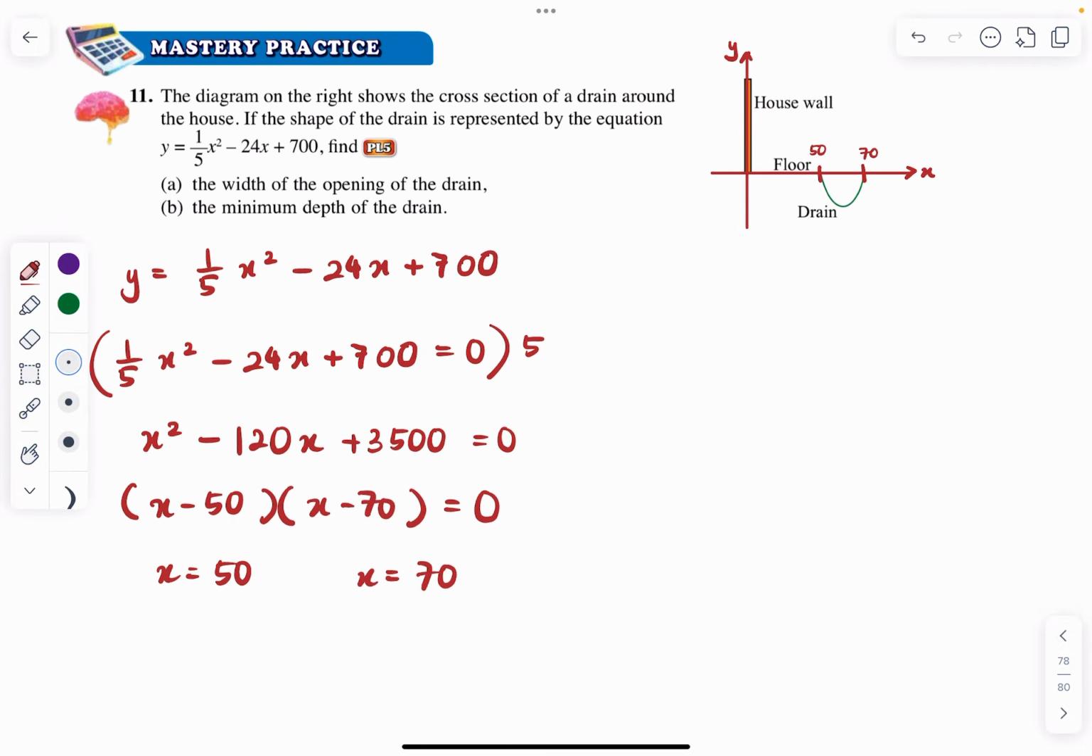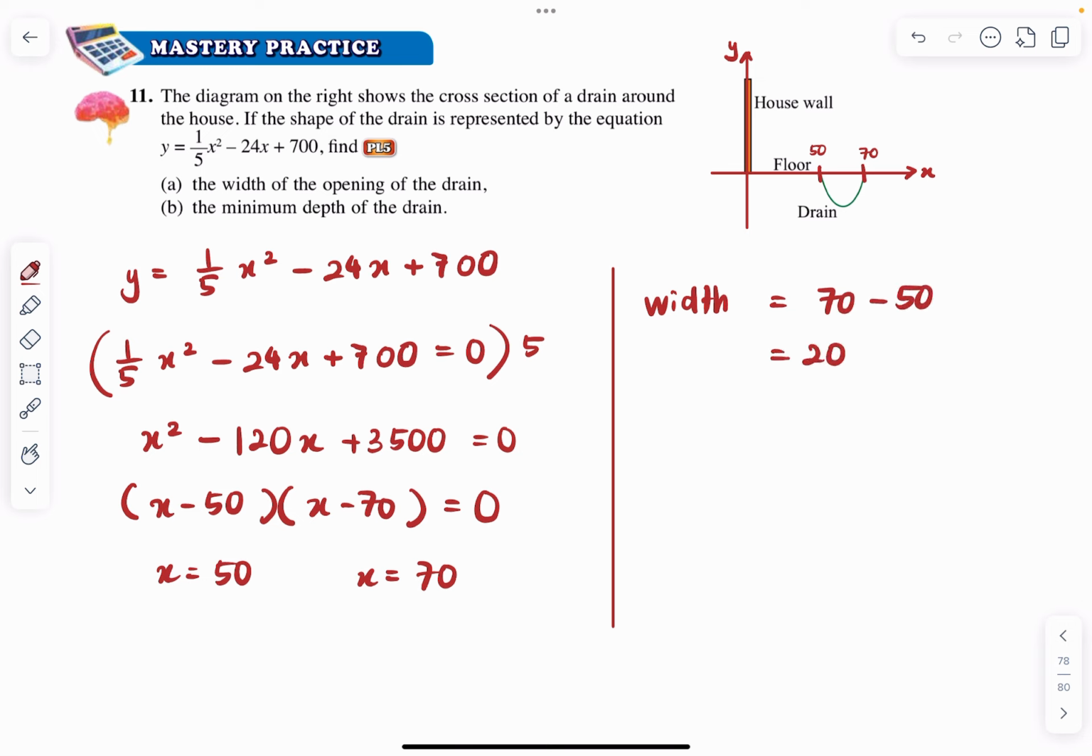So from here we can easily find the width lah. Therefore the width would be 70 minus 50, 20 units. Done.